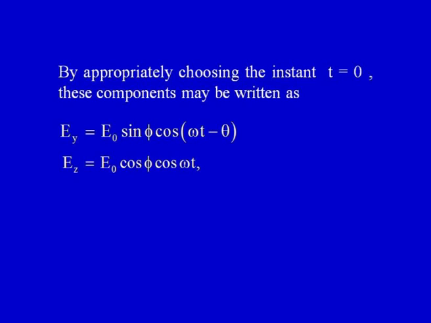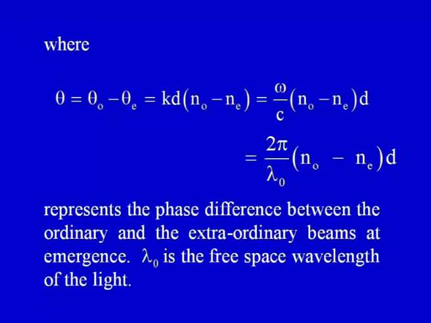By appropriately choosing the instant t equal to 0, these components may also be written in a simpler way, E_y equal to E_0 sin phi cos(ωt − θ), and E_z equal to E_0 cos phi cos ωt, where θ is the difference θ_o minus θ_e, which is equal to kd times (n_o − n_e), which is equal to ω/c times (n_o − n_e) times d, which is equal to 2π/λ_0 times (n_e − n_o) times d. This represents the phase difference at the emergence between the ordinary and the extraordinary beams. λ_0 is the free space wavelength of the light used.